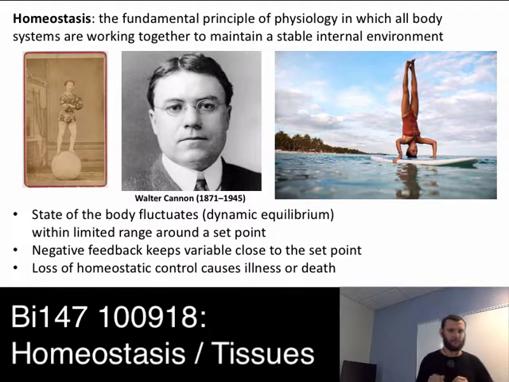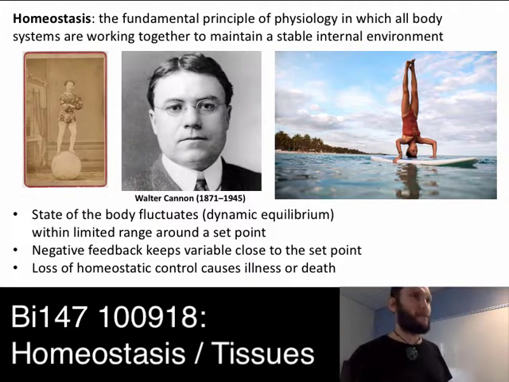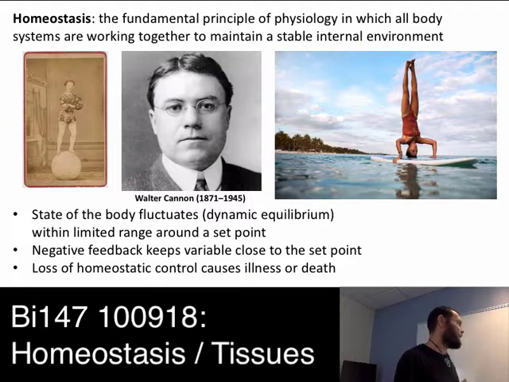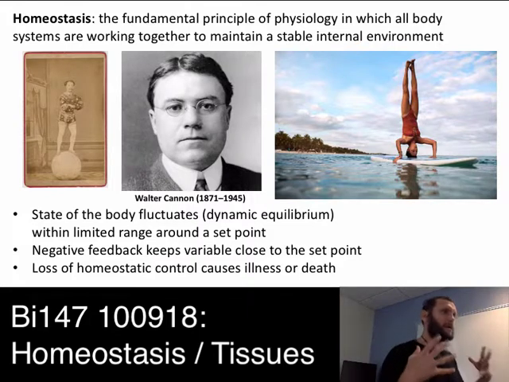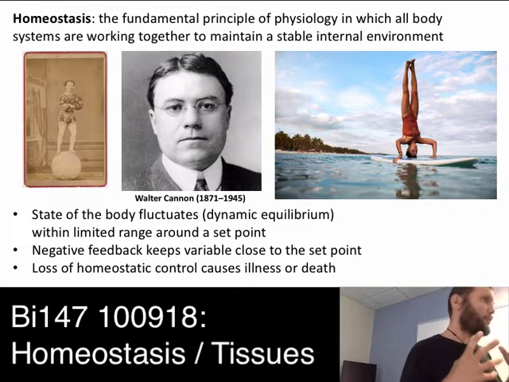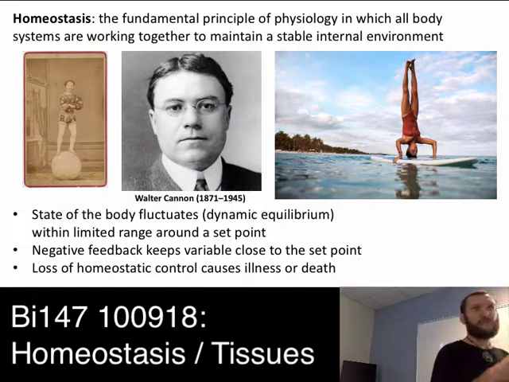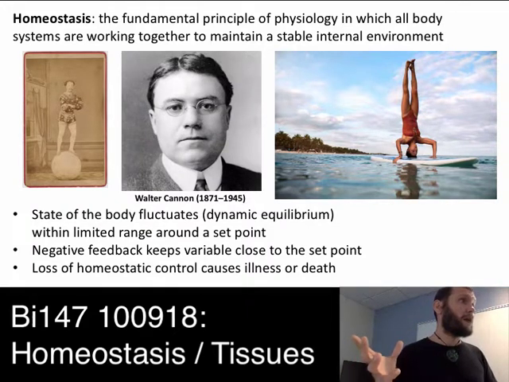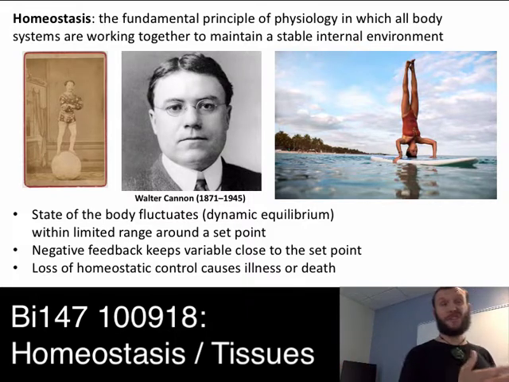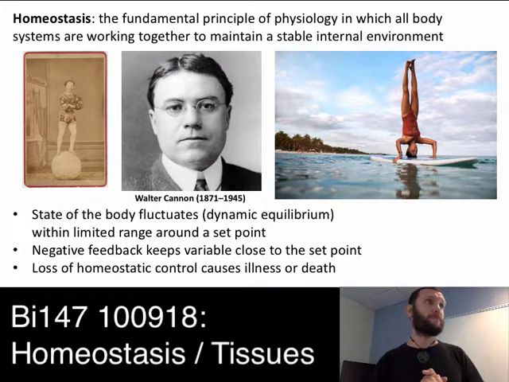So more concretely, and we'll find out in the next slide what this even means, this idea of negative feedback keeps some sort of variable near its set point, and we'll see what that means. Okay, if in any instance you lose homeostatic control of some system, some variable in the body, that is going to result in some sort of illness or even potentially death, depending on what it is. Okay. So let's see that in more detail.